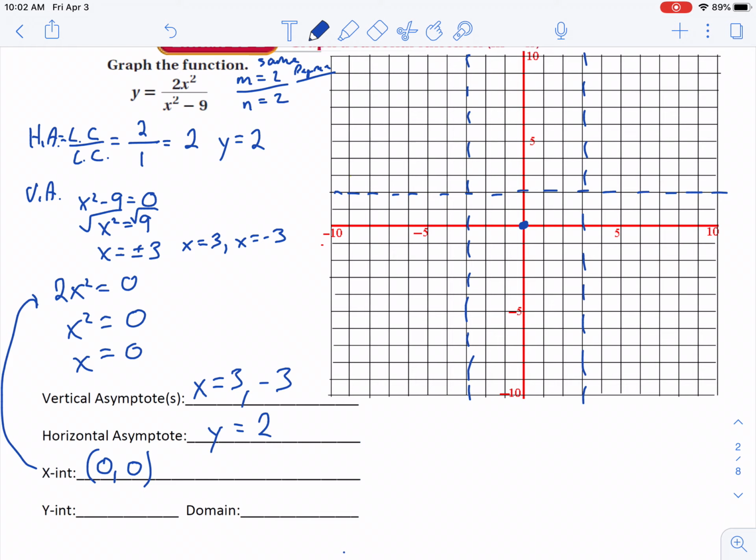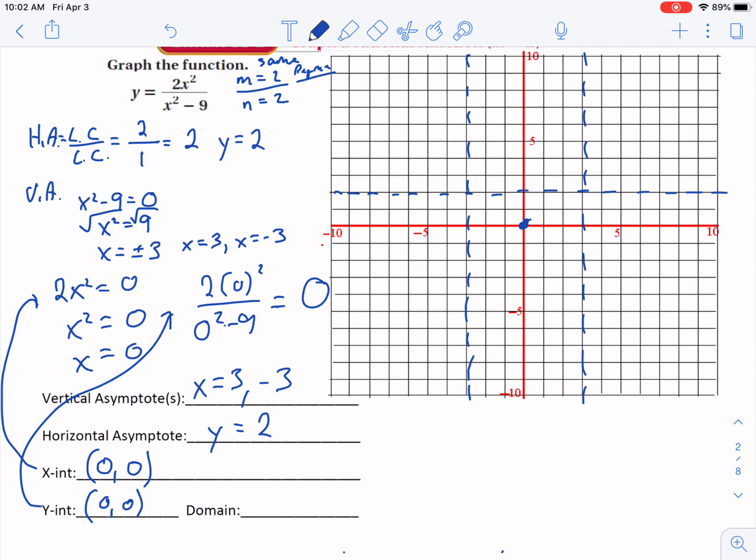Plug 0 in for x. So that's going to be 2 times 0 squared over 0 squared minus 9. That all comes out to 0. So (0, 0) is also my y-intercept, which makes sense, because that is also on my y-axis right there. Okay? To find other points and where the rest of this curve goes, use Desmos.